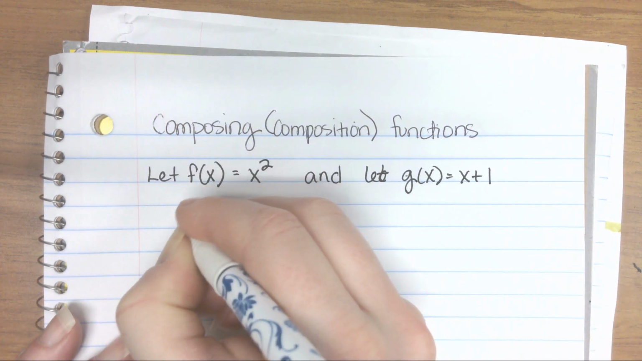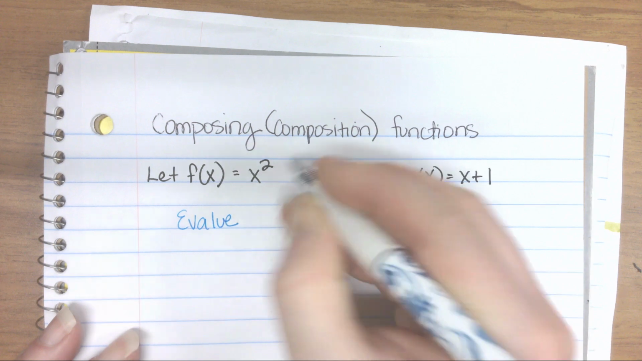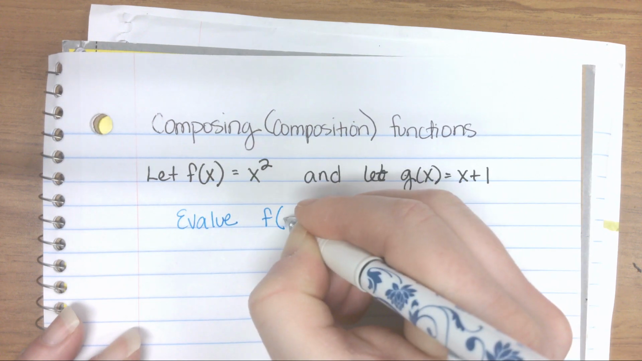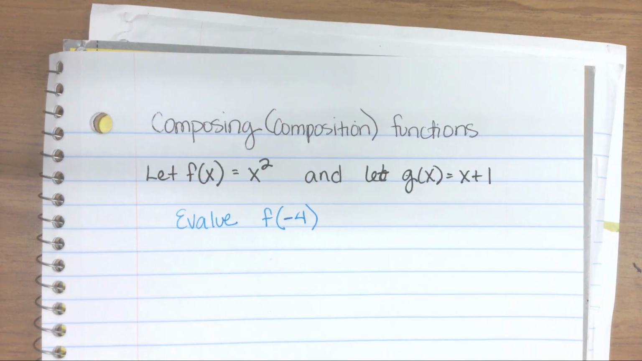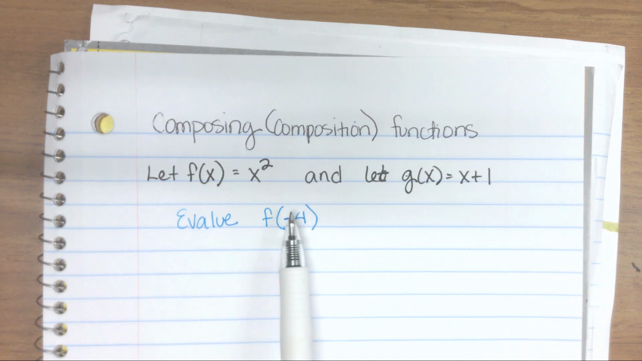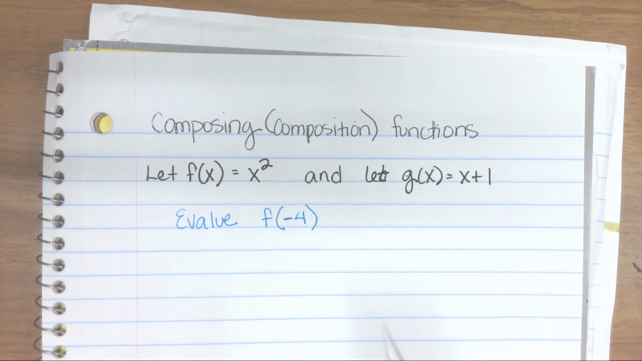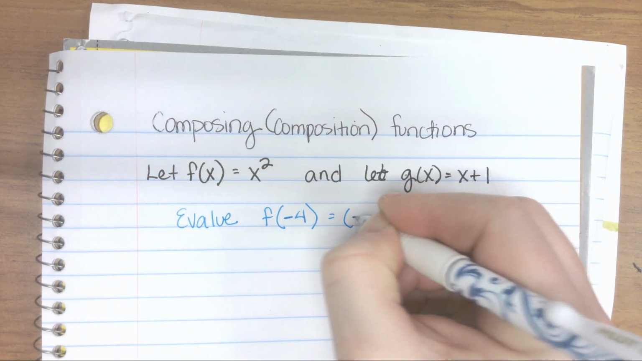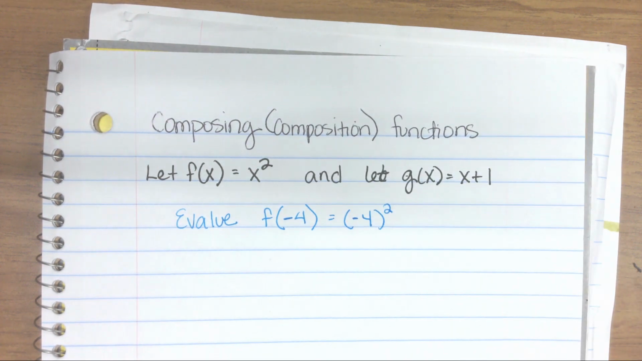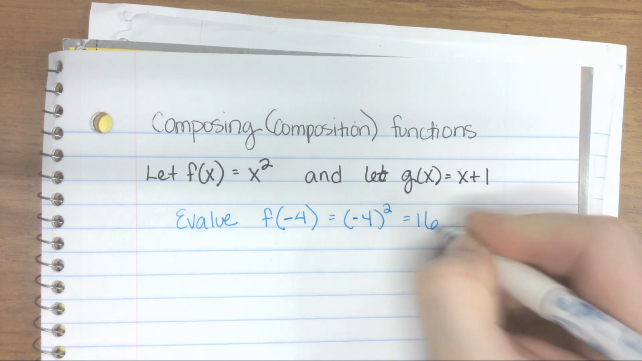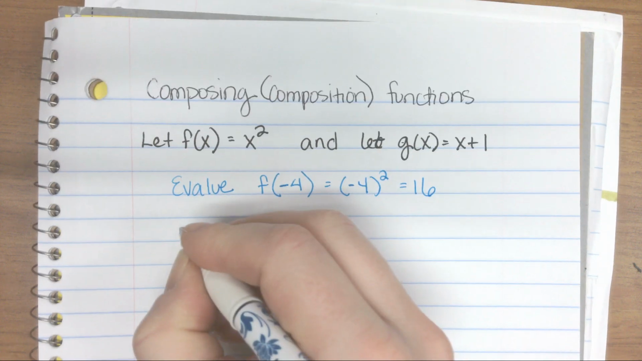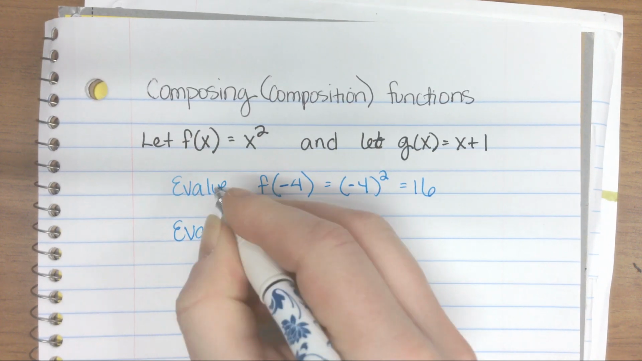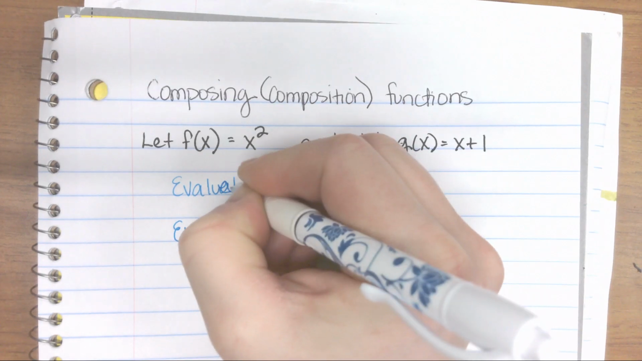Just let's review. If I asked you to evaluate f of -4, what would we do? So we go to the function f of x, we take out the x and we replace it with a -4. So that just would mean -4 squared, which would be 16. All right. Evaluate is what I meant.